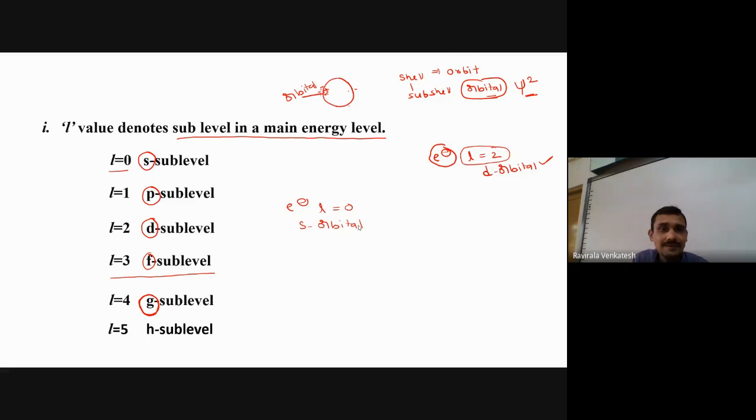So this is about the l values: 0, 1, 2, 3. You need to remember this up to f: s orbital, p orbital, d orbital, f orbital. These things you have to compulsorily remember.